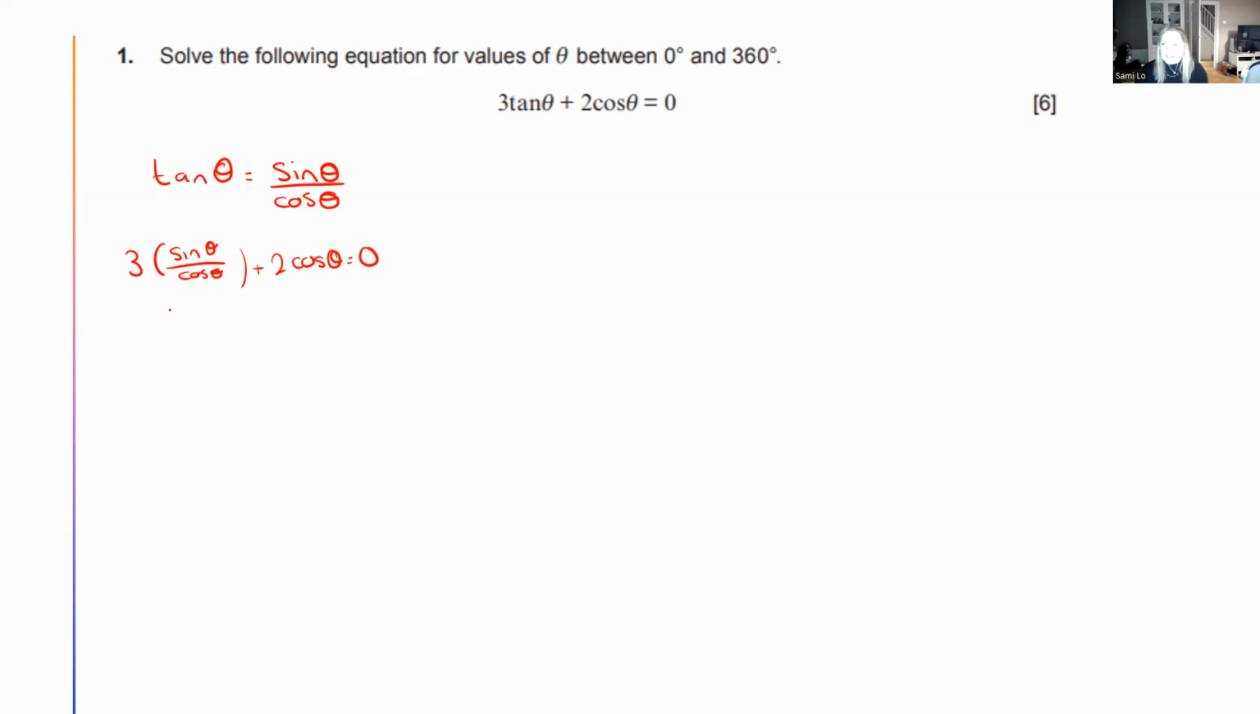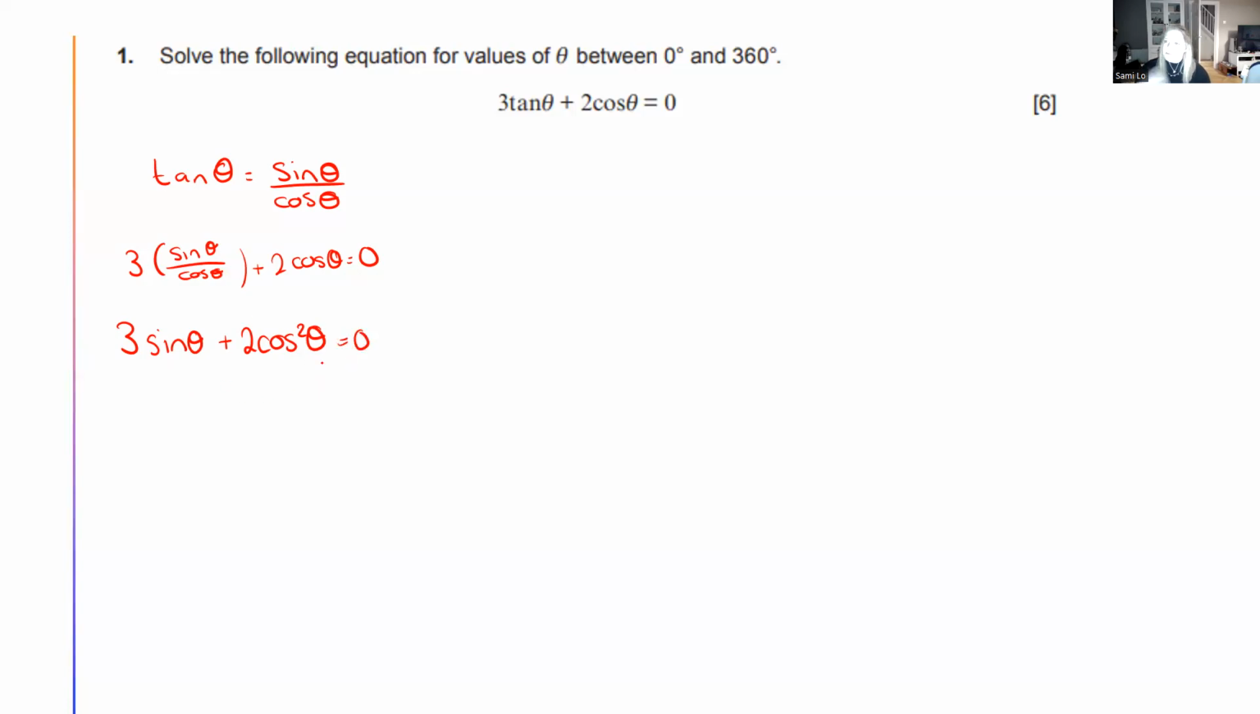At this stage, we're trying to look at some connections that we can get rid of. I don't want a fraction, so the first thing I'm going to do is multiply by cos theta. Some people say, but I'm not eliminating sine or cos at this point, but you'll see what happens. So now I've got 3 sine theta plus 2 cos squared theta, that equals 0.